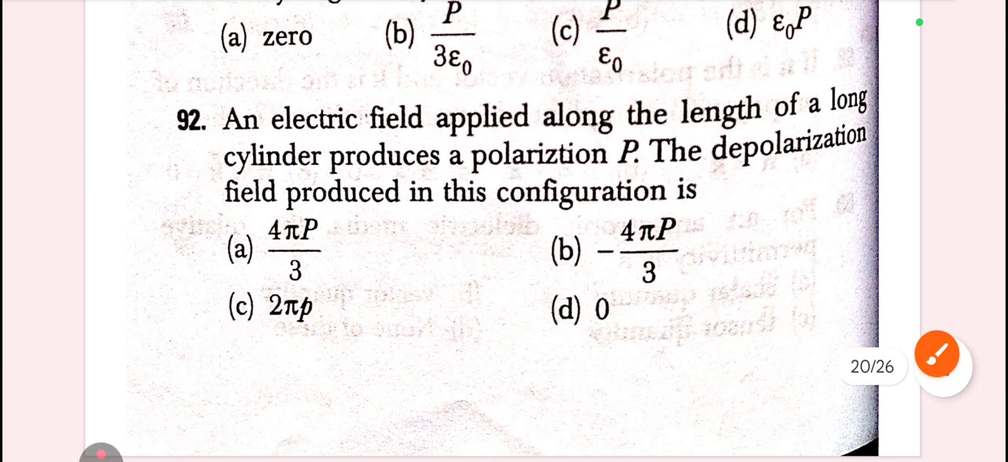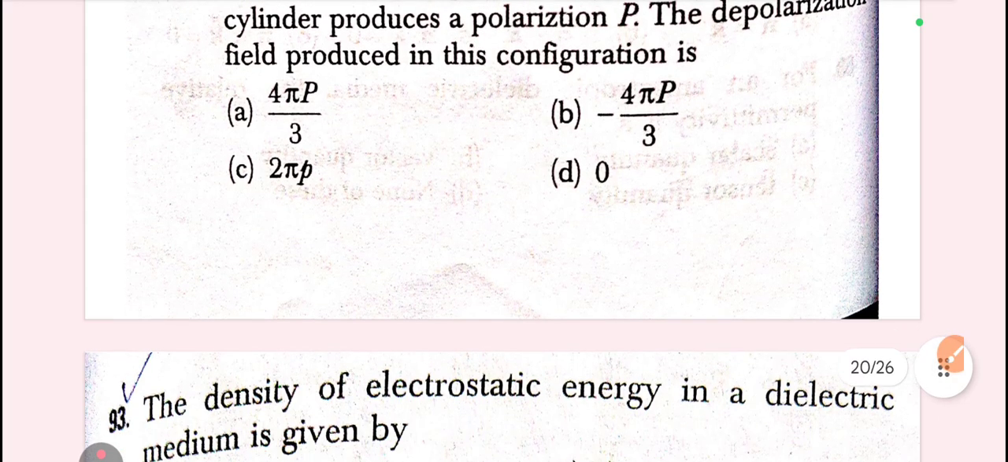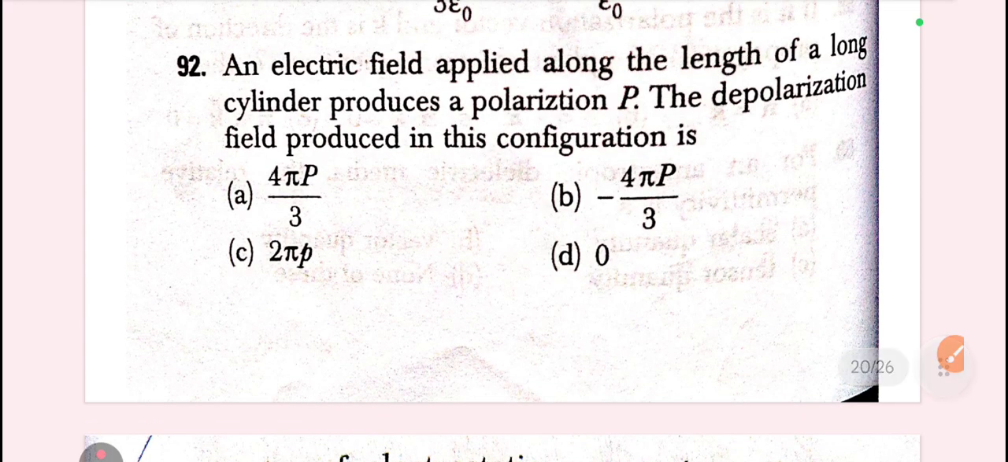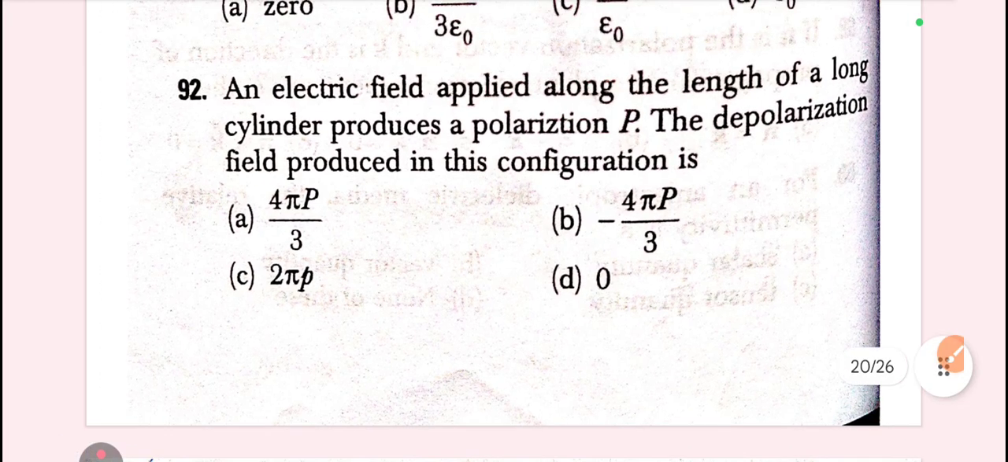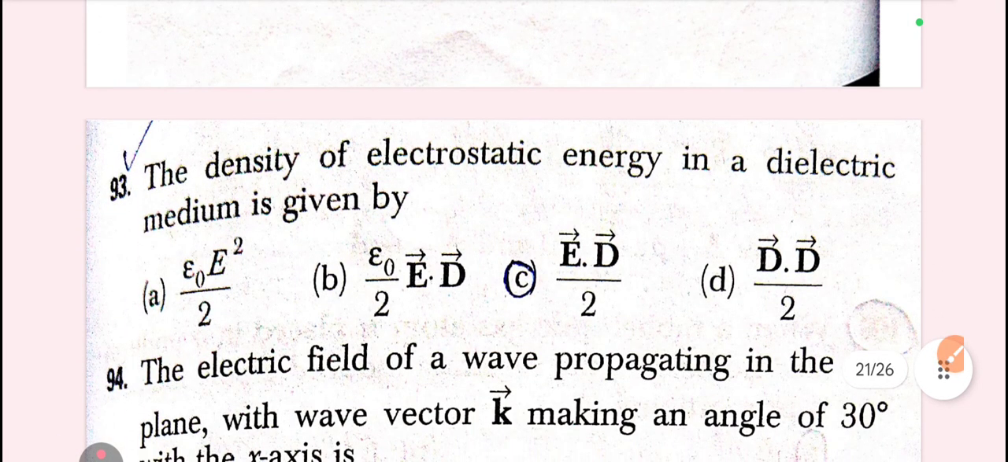We have question number 92. This is a very lengthy question. Just skip it. The right option for the 92, I don't know about it. It should be the electric field applied along the length of. Sorry. 92, it should be 0. I don't think. What is the right option?